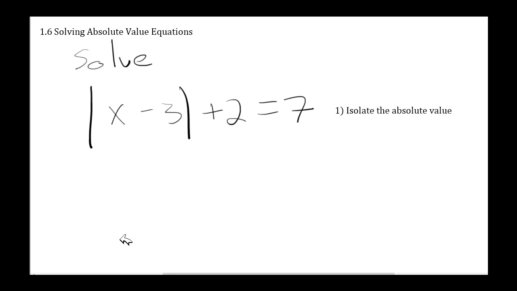isolate the absolute value. So I want this completely by itself on one side, so I'm going to move the 2 over, minus 2 on both sides. So now I have absolute value of x minus 3 is equal to 5. Then step number 2.